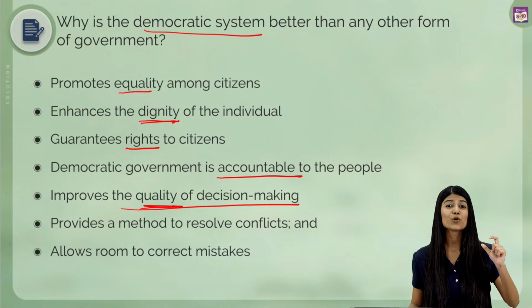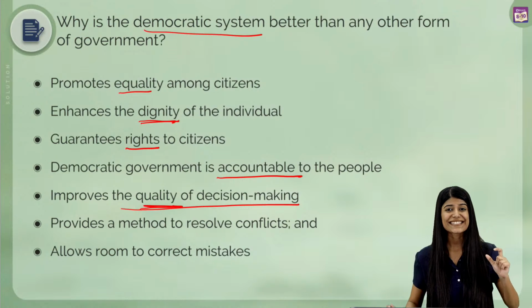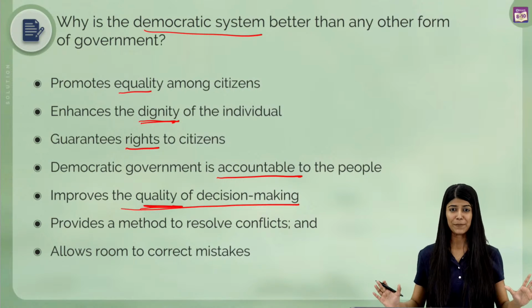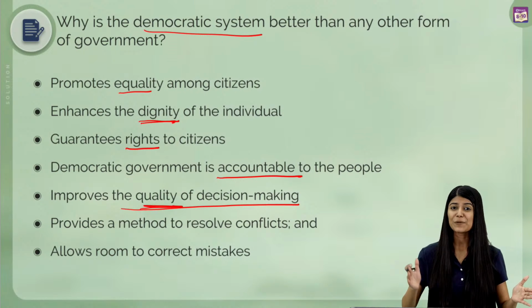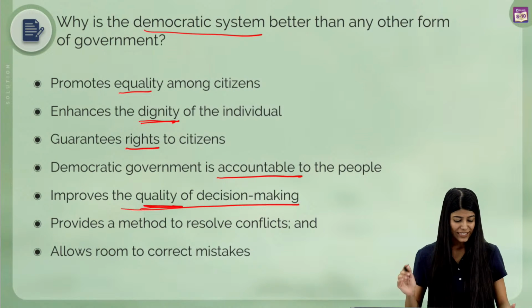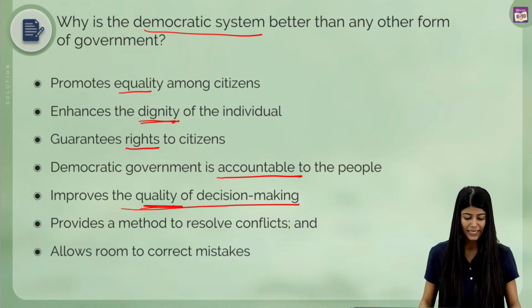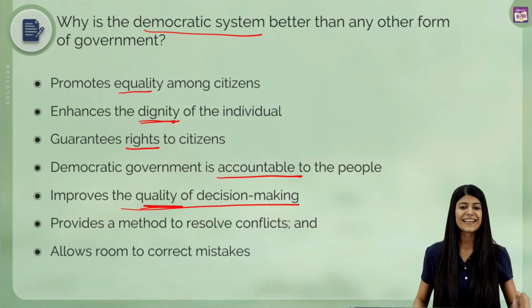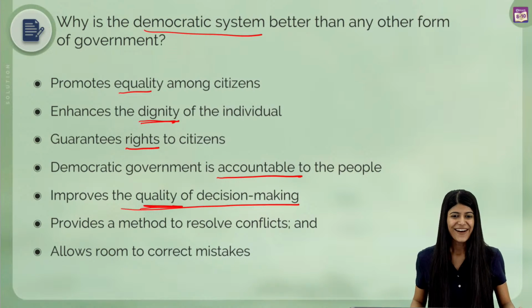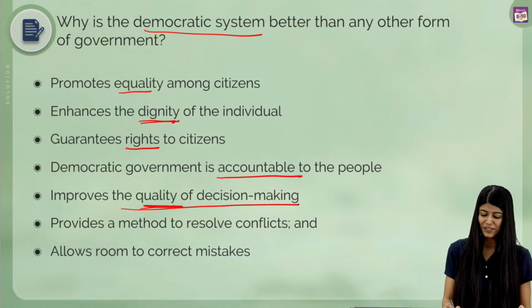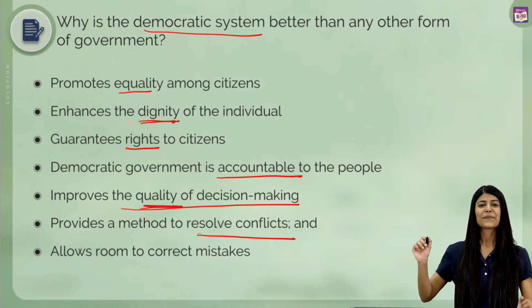And by quality, what do we mean? Yes, widely accepted by people. Because democracy is what? It is by the people, for the people and of the people, right? So that's how the quality of decision making improves. Moving forward, next: it provides a method to resolve conflicts.